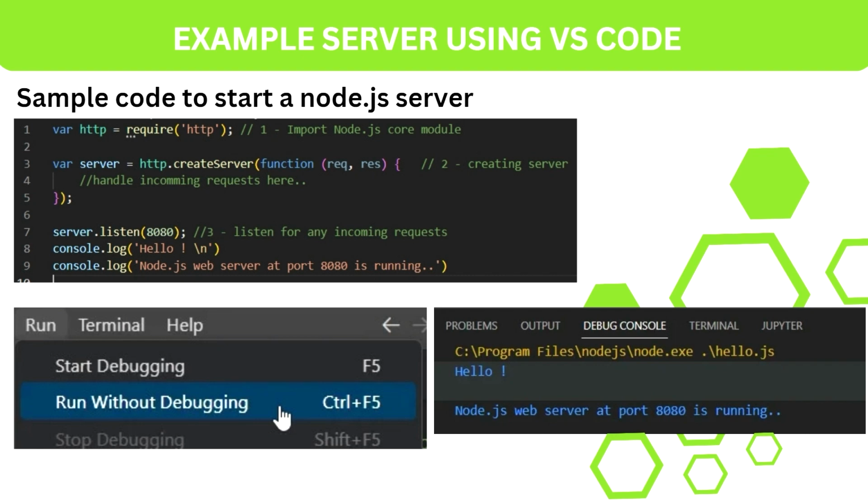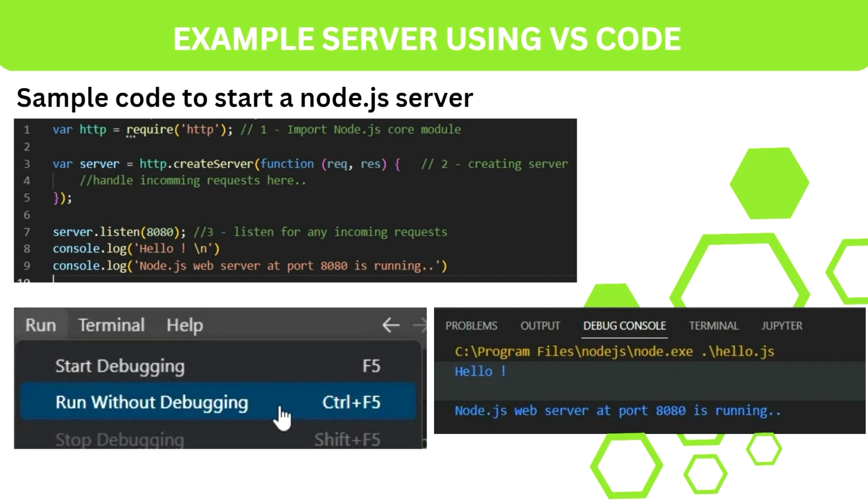The next line we have server.listen(8080). This line tells the server to listen on the port 8080 for incoming requests. The listen method is called on the server object that was created in the previous line. In the next line we have console.log hello. This line logs the message hello to the console when the server is started up.